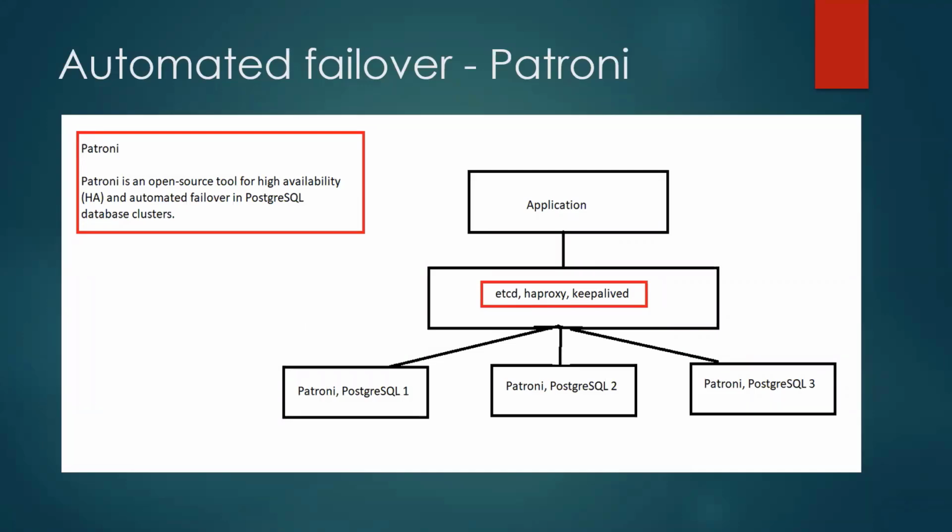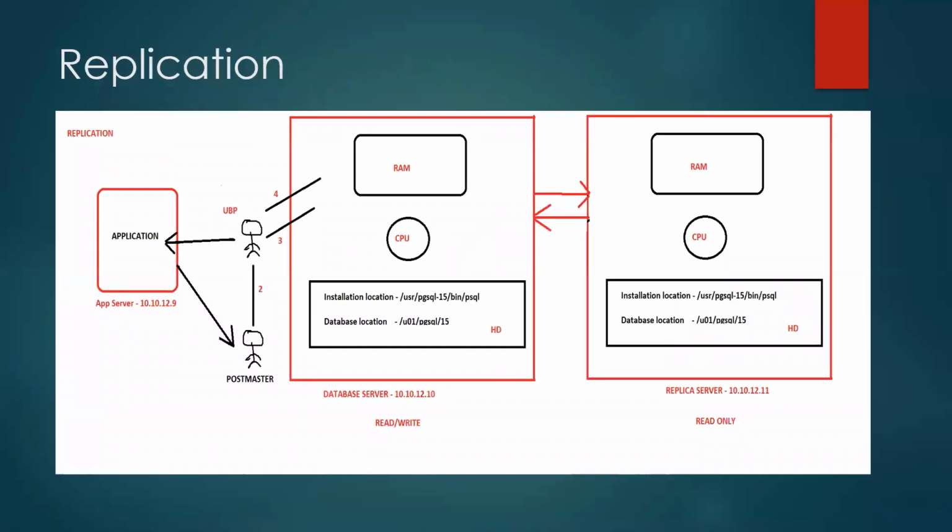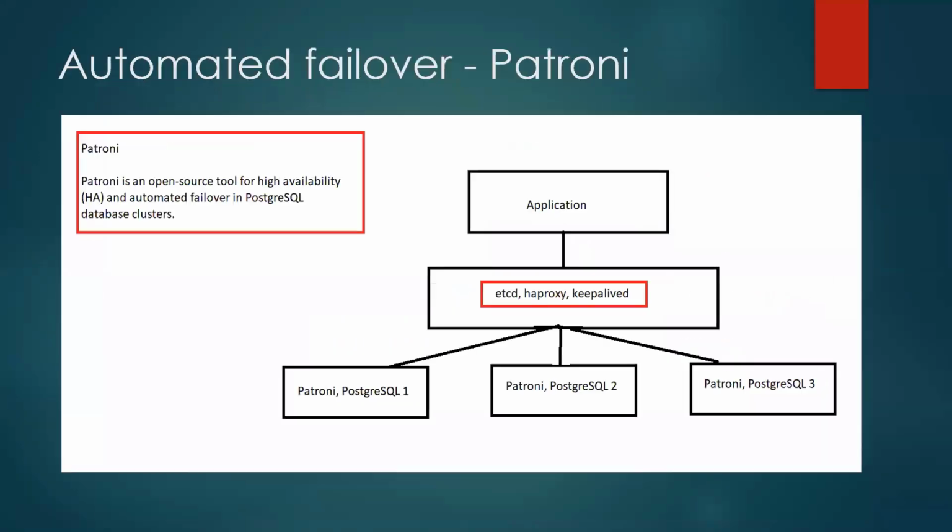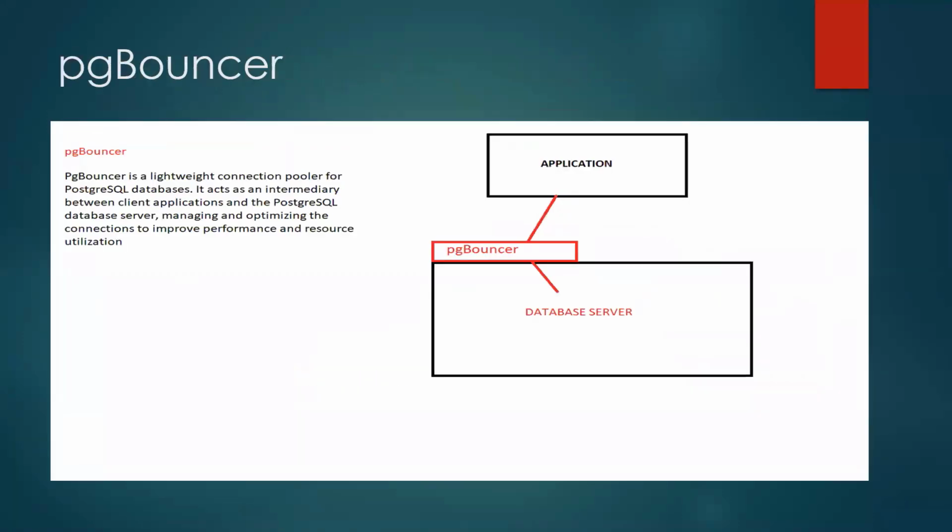Then you have Patroni. Patroni is an automated failover solution. As I said, if your primary goes down, you have to manually step in to bring up your standby for your application. To avoid that, you use Patroni. Then you have PG bouncer, which helps you in establishing connections fast.